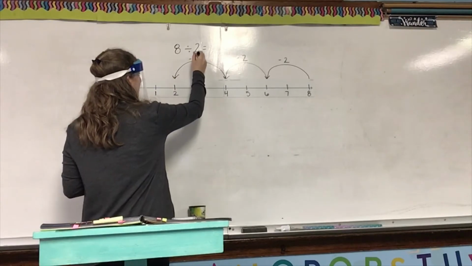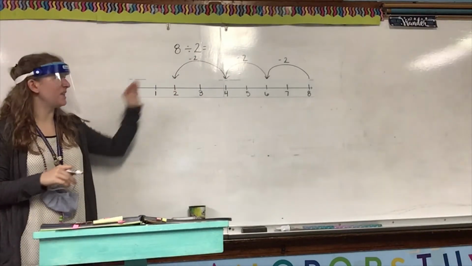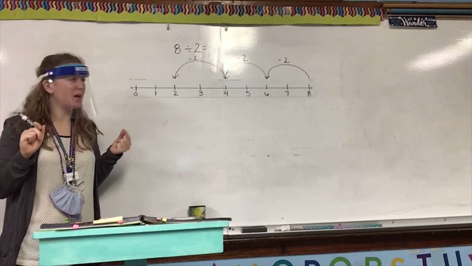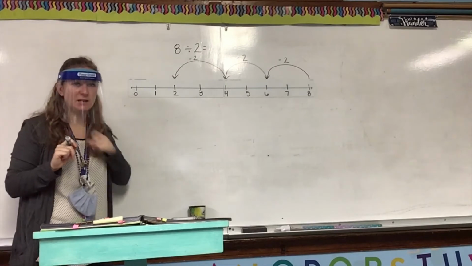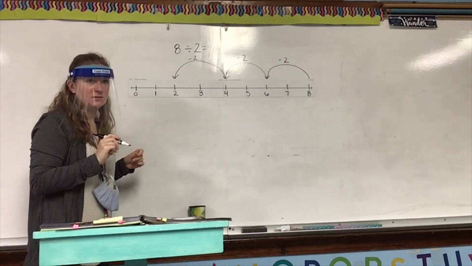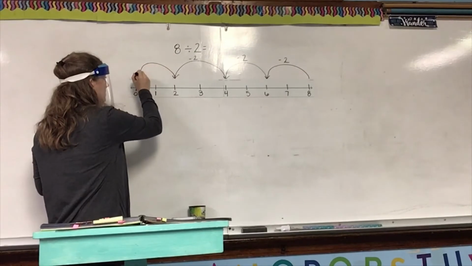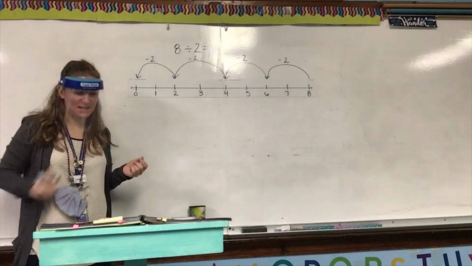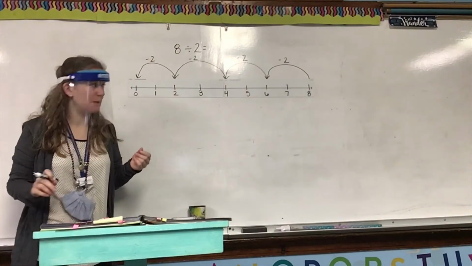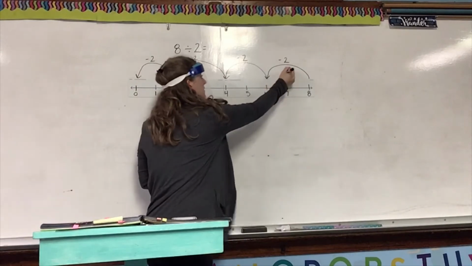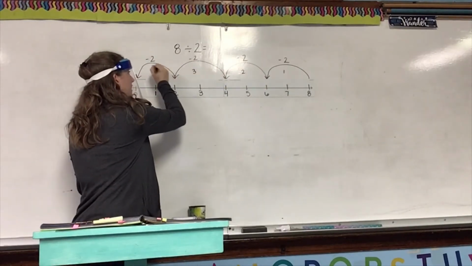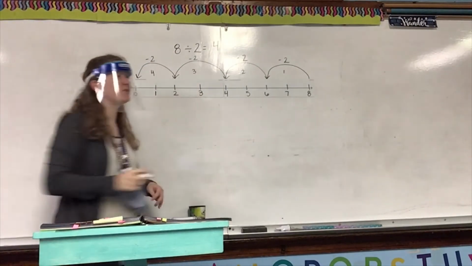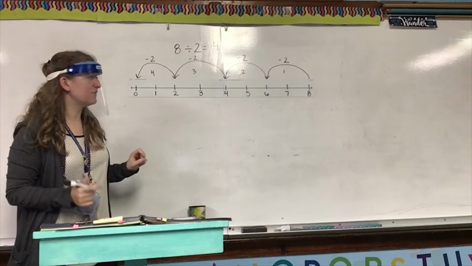Now our goal with this repeated subtraction is to get to 0. So are we done yet? Colin? No. If we count back 2 more, where do we go? 0. So now we count how many times we jumped or skipped. 1, 2, 3, 4. So that means there are 4 groups of 2 in 8. 8 divided by 2 is 4.